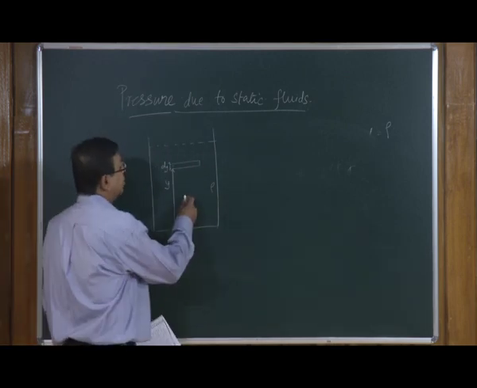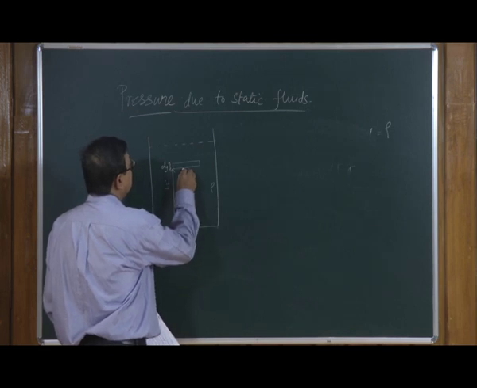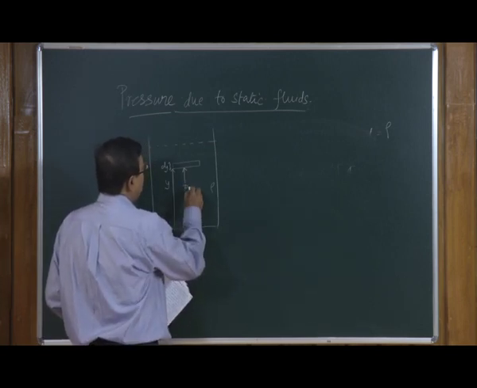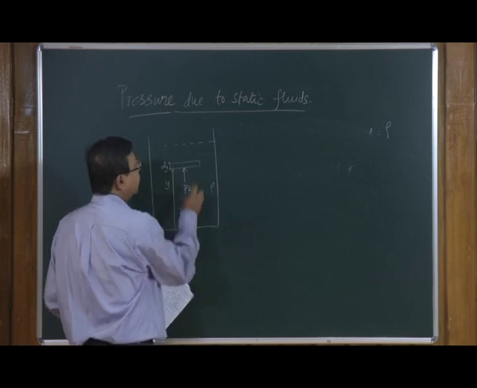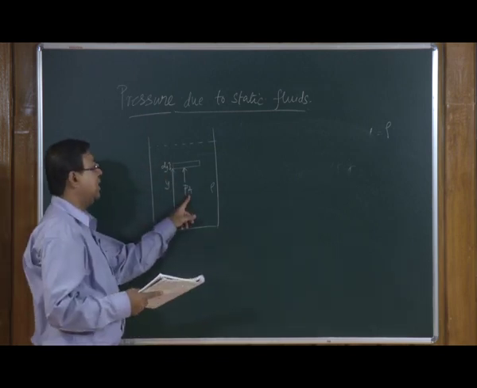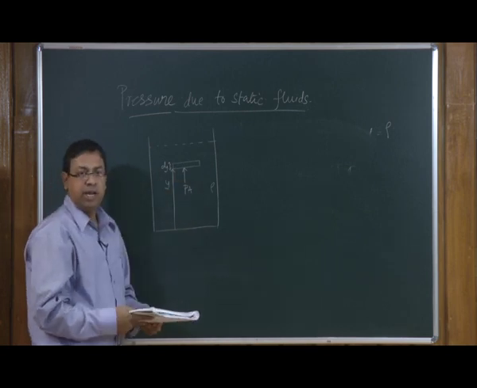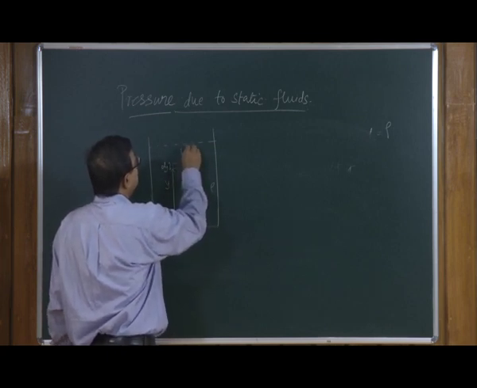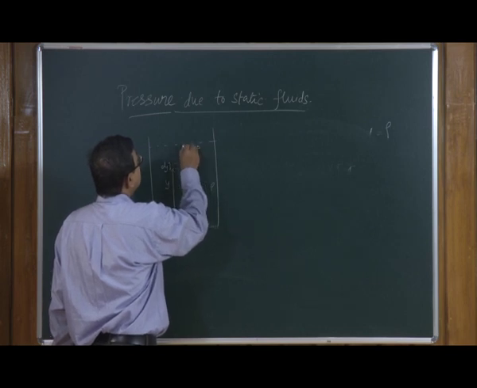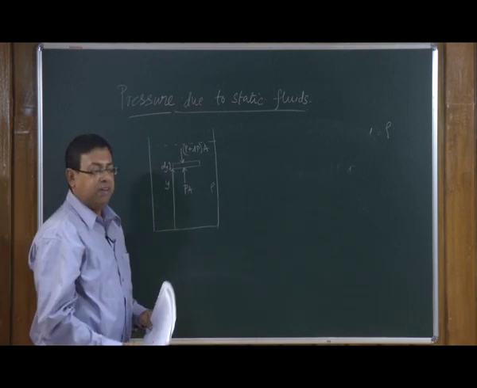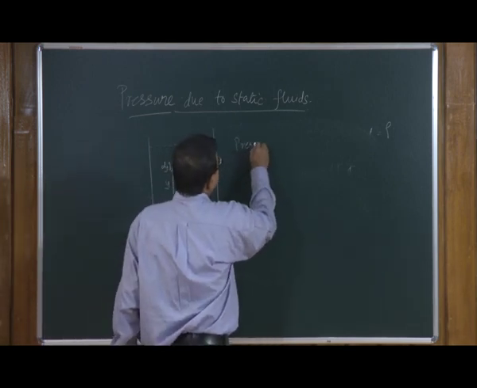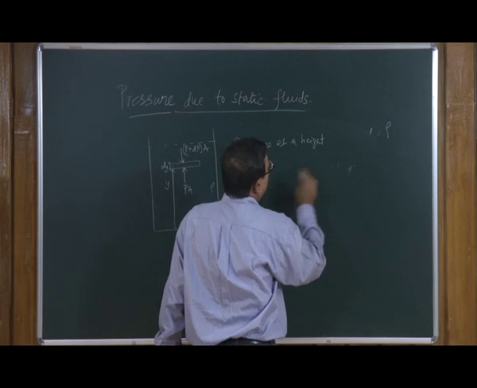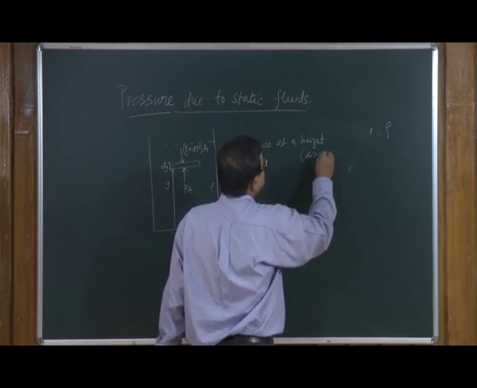So, what are the forces acting on this? There is a force that is acting upward, which is the pressure multiplied by the area of cross section of this slab, due to the fluid, in the upward direction. There is also a force acting down, which is P plus dP multiplied by A. So, we have taken pressure at a distance y as P.